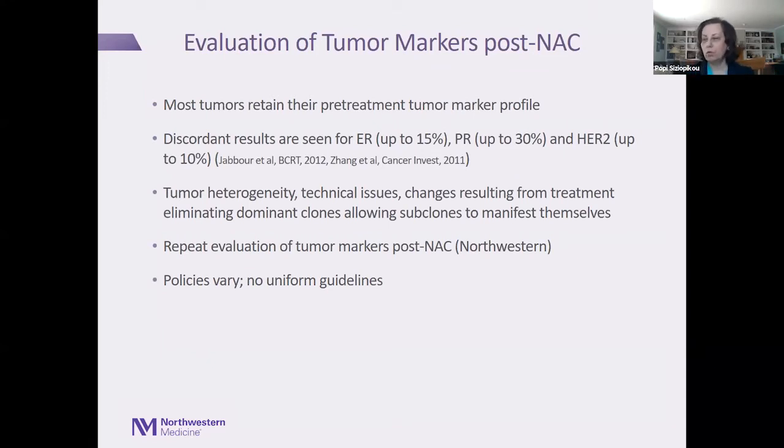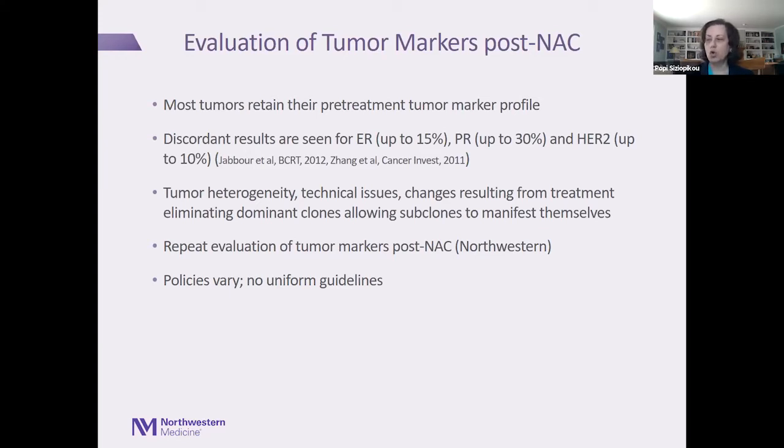Now, an important question is how to evaluate margins and tumor markers after post-neoadjuvant chemotherapy. Although most tumors retain their pretreatment tumor marker profile, a subset displays an altered marker profile after treatment. Discordant results are seen for ER up to 15%, for PR up to 30%, and for HER2 up to 10%.